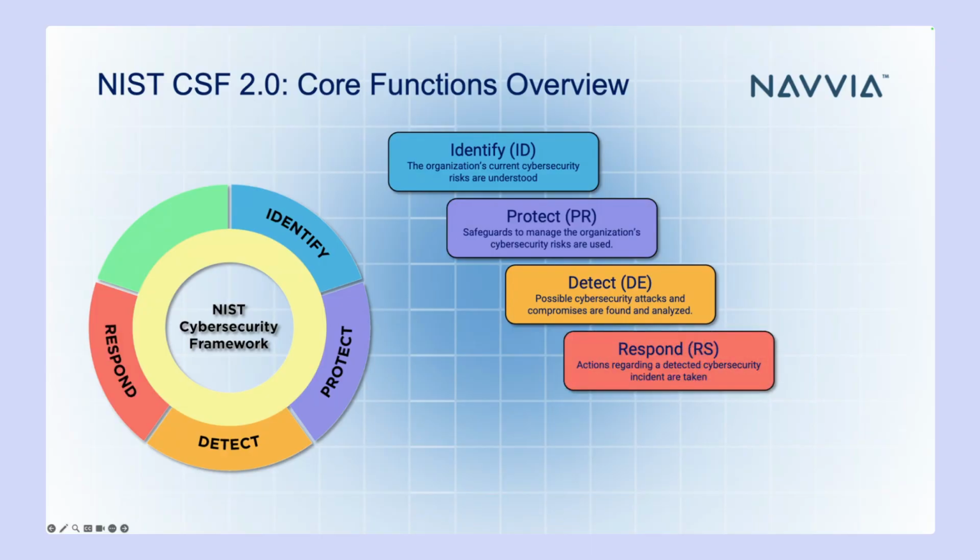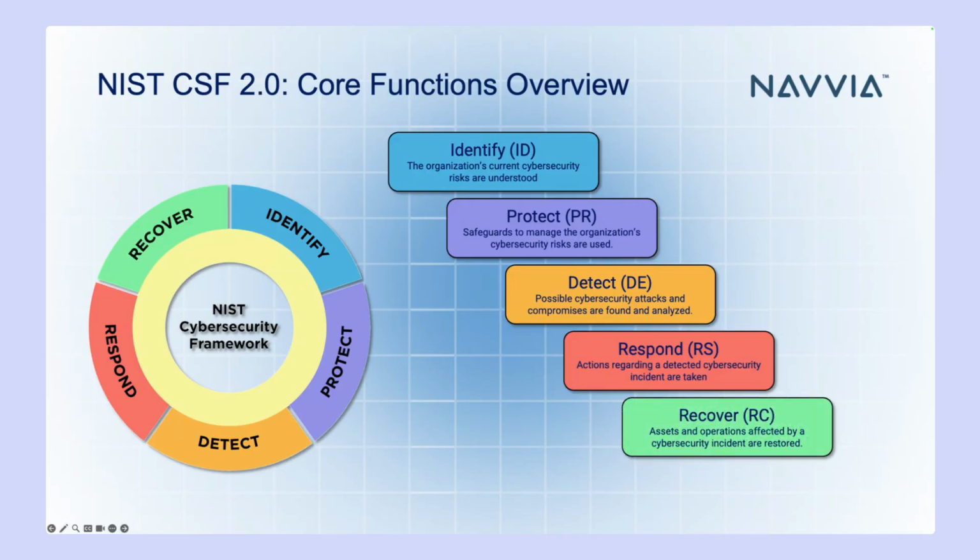Then you have respond. Respond is, once you've detected things, analyzing it and taking the actions to raise an incident, do your incident response, and make sure that you're able to initiate all of the steps you have to address that incident that's come in. That's followed by recover. Recover basically looks at getting all of the assets and all of the operations affected by a cybersecurity incident back to operational readiness. So you've identified, you've protected, you've detected, you're responding now to any threats, and now you have all of the right practices in place to recover in the event that a cybersecurity incident does occur.